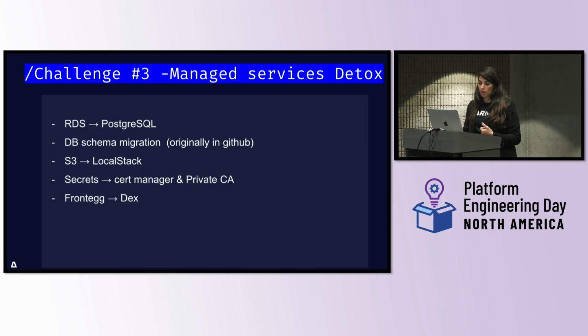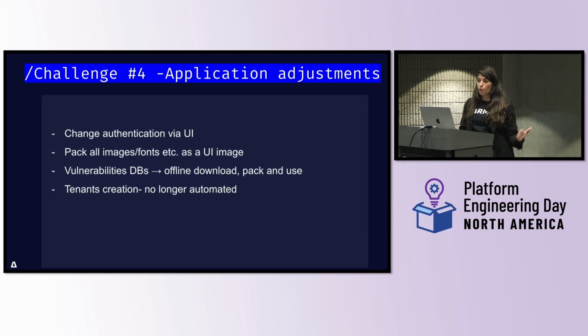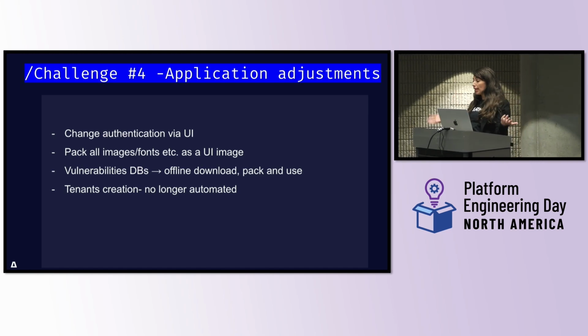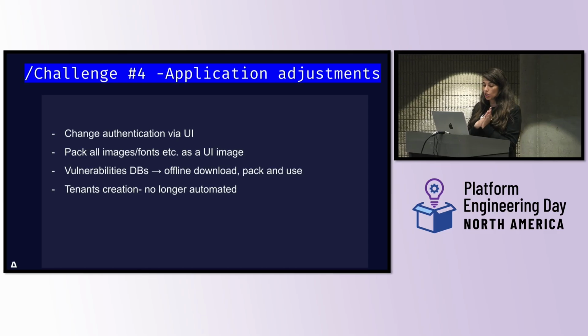So challenge number 4, we had to have some application adjustments, right? We talked about all the infrastructure that we did, and now we need to also have some kind of applicative changes.